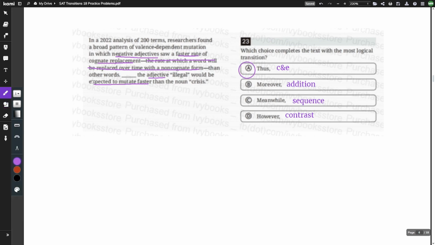Another way you could get this answer is this keyword right here, which is the word expected. If you see the word expected, that basically means that it's going to be cause and effect as well. If we look at the rest of our answer choices, we're not adding on any information, nothing's happening at the same time, and we're not contrasting anything. So our answer is going to be A.